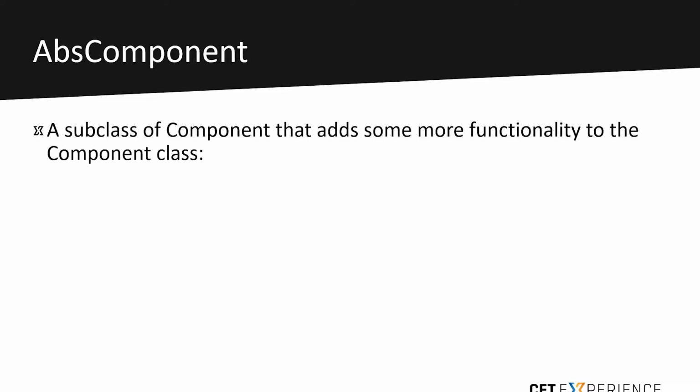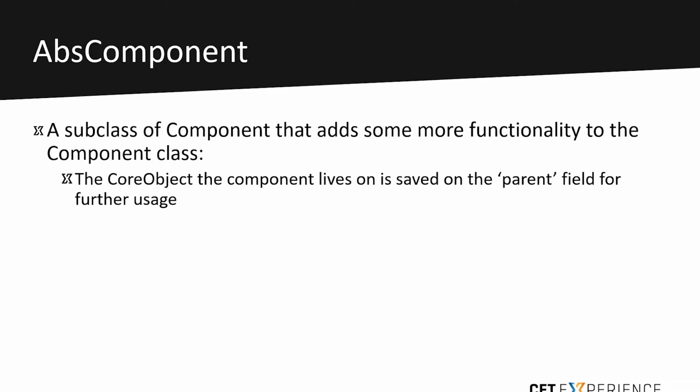So again, abstract component, it's a subclass of component, adds a little bit more functionality to the component class. The core object that the component lives on is actually saved on a parent field for further usage. So component itself, you can add a component to a core object, but the component class itself does not actually store that core object on its class. So if you'd like to add a component to a core object and you want to have access to that core object later on, if you extend from abstract component, you can just access the parent field and then you'll have access to that core object.